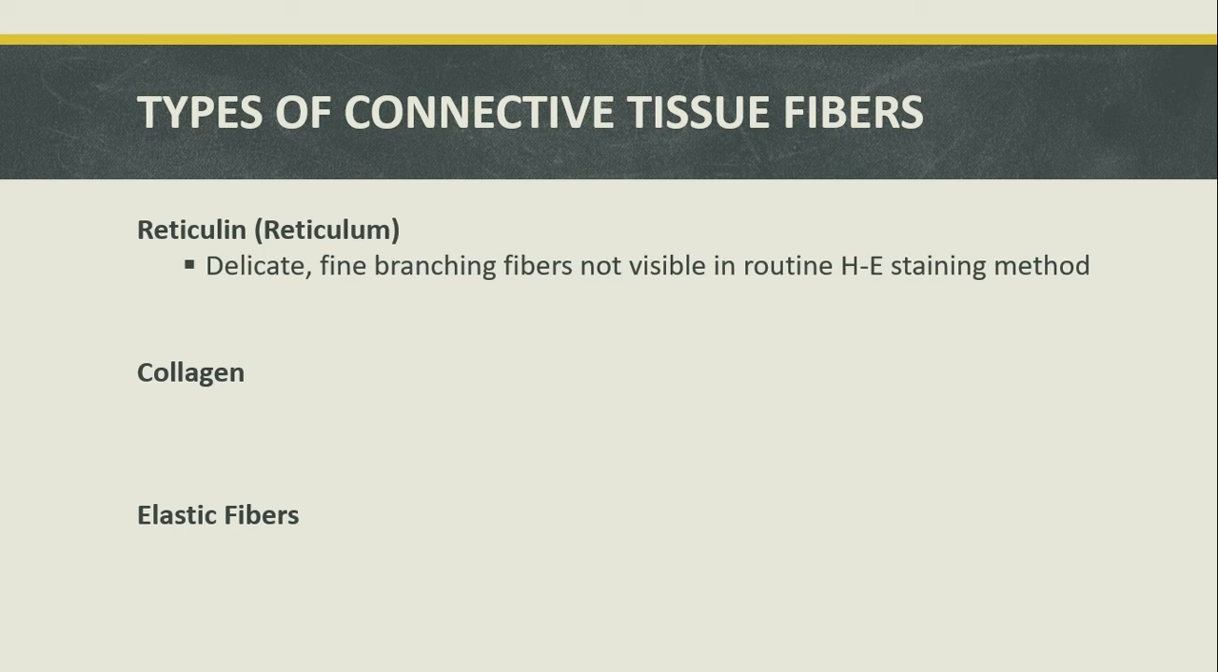Reticulin fibers are a fibrillary extracellular matrix found throughout the tissues. They are made up of delicate, branching fibers that are not visible in the routine H&E staining method. These fibers are known to be silver-loving or argyrophilic and are therefore best stained with the silver impregnation technique.